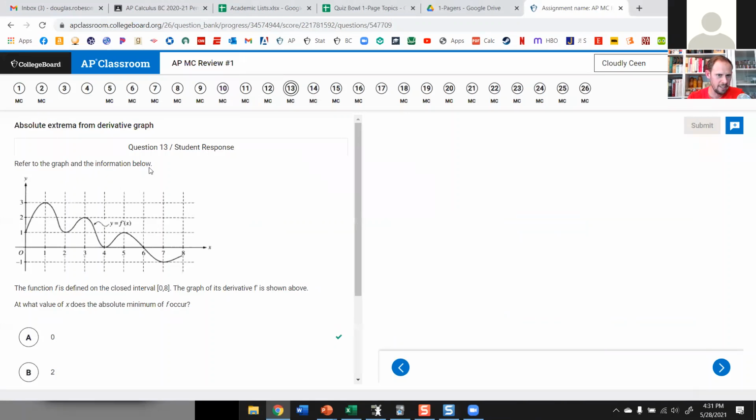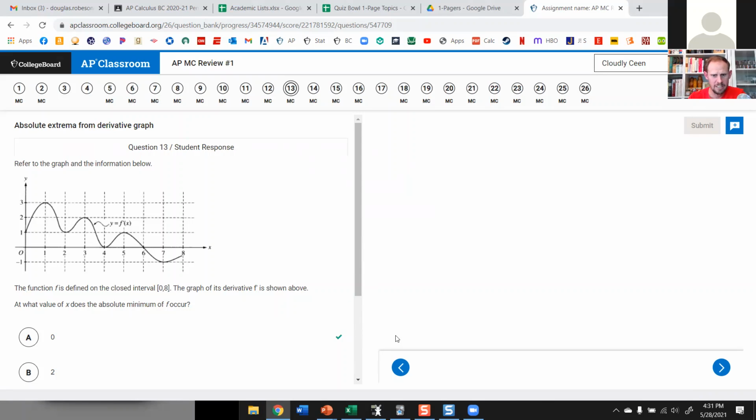So refer to the graph and the information below. Here's a graph. This is f prime. I know you can't really see the prime in there, but it is f prime. It says the function f is defined in a closed interval from 0 to 8. The graph of the derivative f prime is shown above. For what value of x does the absolute minimum occur?